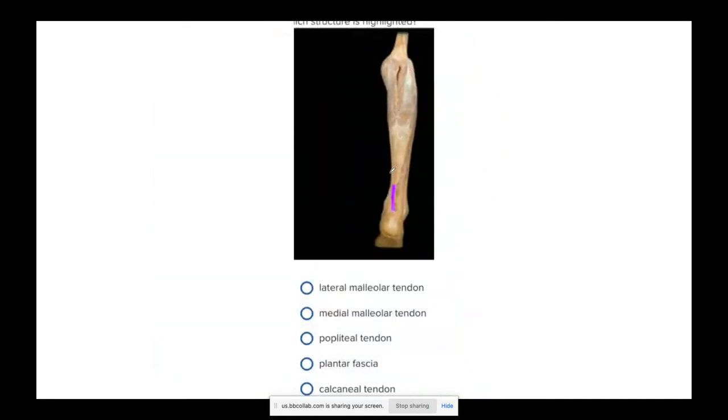Okay, so what are they asking here? What structure is highlighted? Let's look. Lateral malleolar tendon, no such species. Medial malleolar tendon, no such species. Popliteal tendon, nope. Plantar fascia. Now, the plantar fascia is underneath the foot. Calcaneal tendon is the other way of saying Achilles tendon. They're interchangeable.